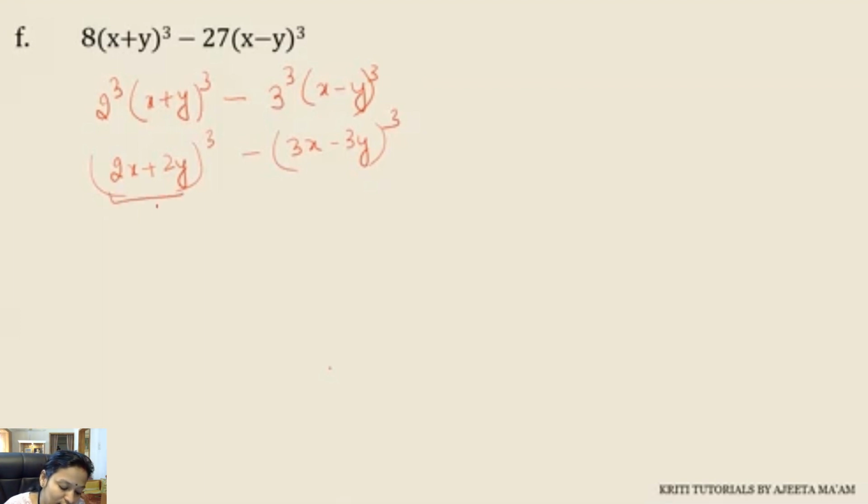So if I take this as A and this as B, again this question can be done in both ways. We did that question in two ways, so this can also be done in two ways. Right now we are taking the first way, that is the a cube minus b cube identity. So a cube minus b cube, if I write the identity, is (a minus b)(a square plus ab plus b square).